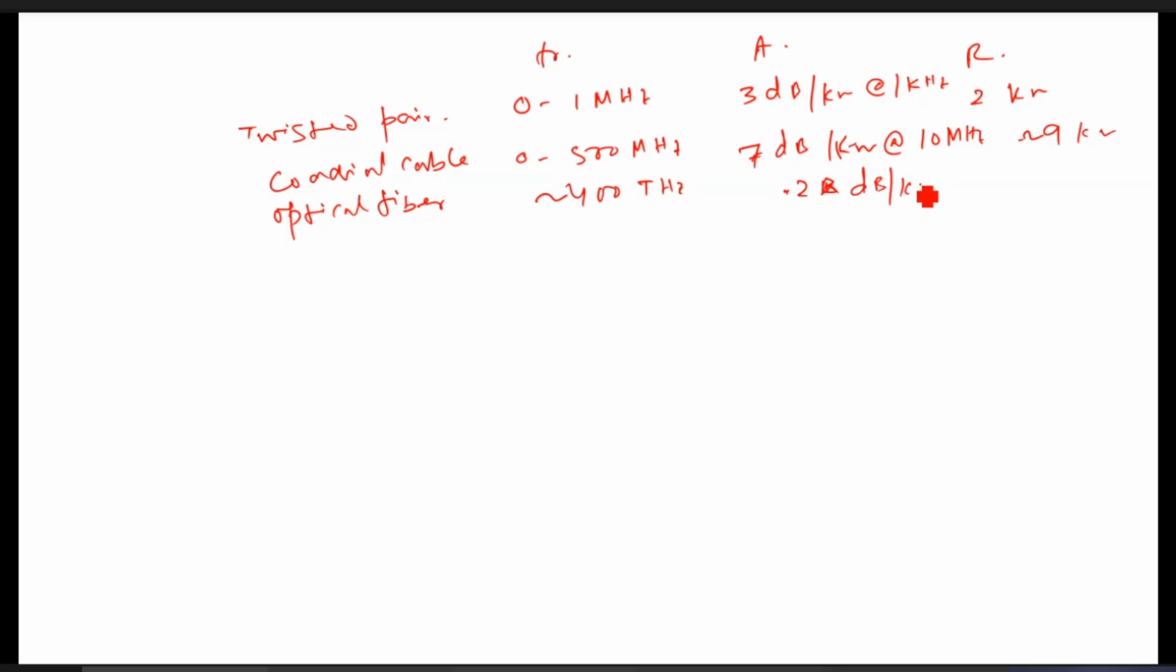Very, very little attenuation, and repeater spacings will be more than 50 kilometers, 40 to 50 kilometers. Nowadays, you see, it can be 200 kilometers. There is no need for repeaters in the case of optical fiber. That's why optical fiber is now capturing the whole market. Right. Just 2 more minutes I'm taking.